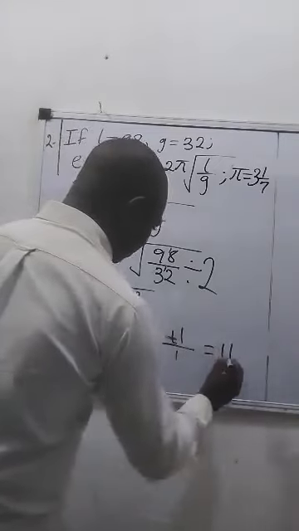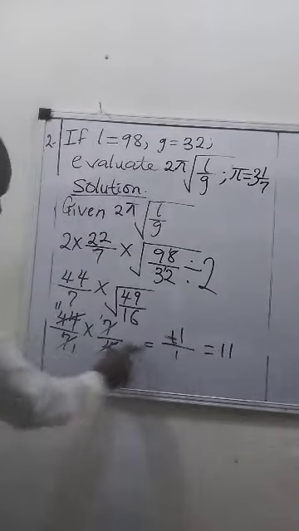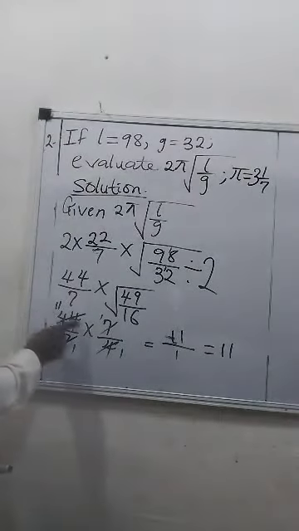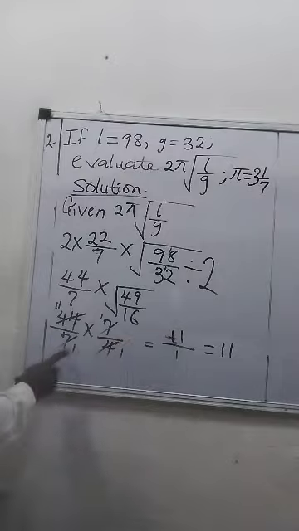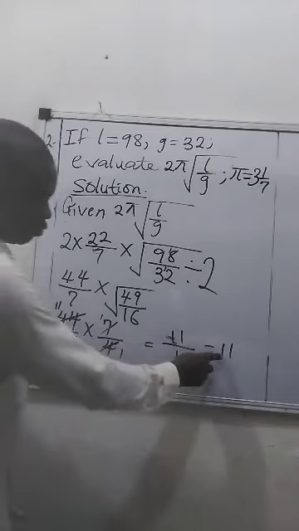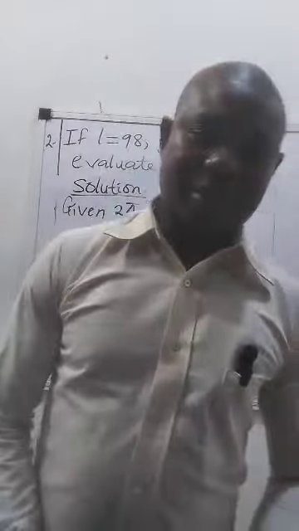So the final answer is 11, because 11 times 1 is 11, and 1 times 1 is 1. So 11 divided by 1 is 11. So we've come to the end of the class for today.